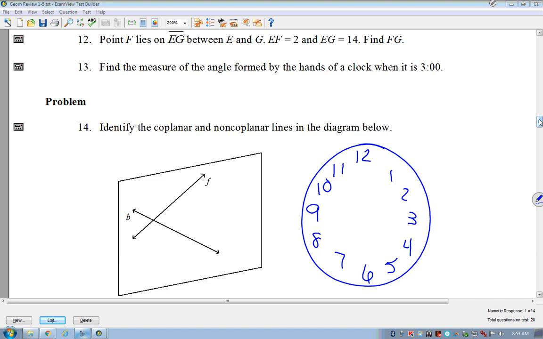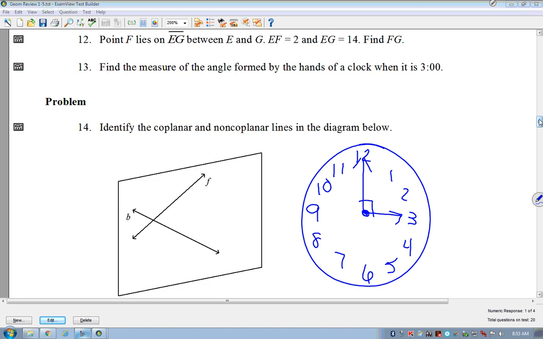When it's 3 o'clock, where's the short hand? It points directly over at 3. The minute hand is straight up at 12. Anybody know what angle this is? That's a right angle, a 90-degree angle.